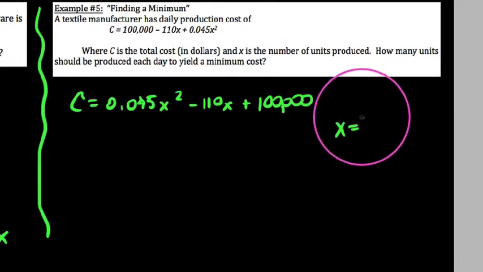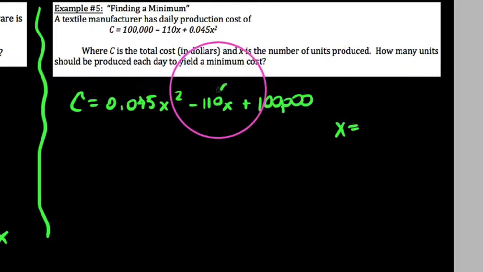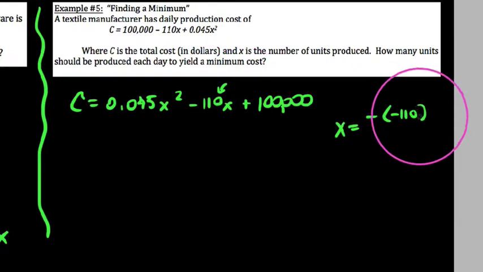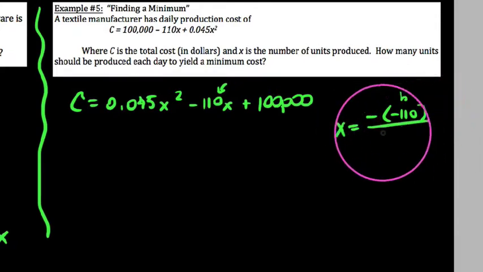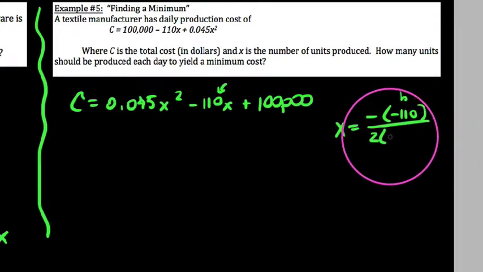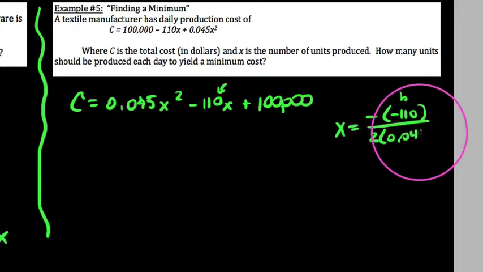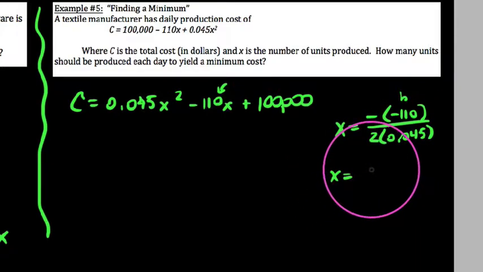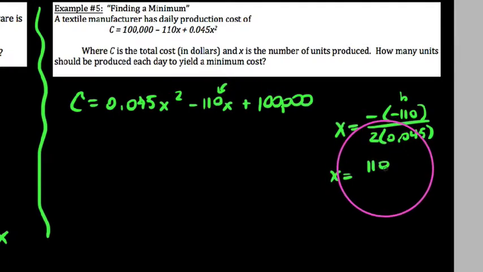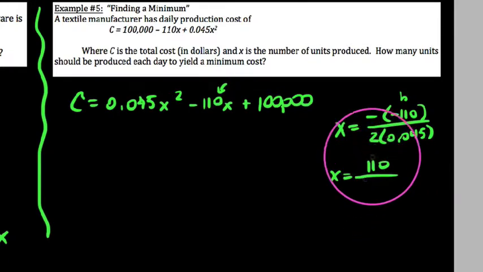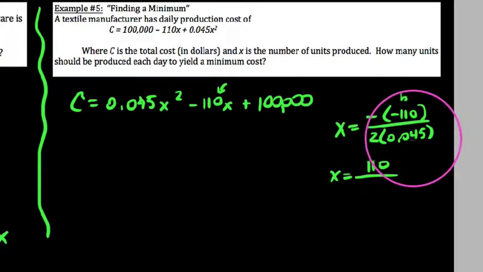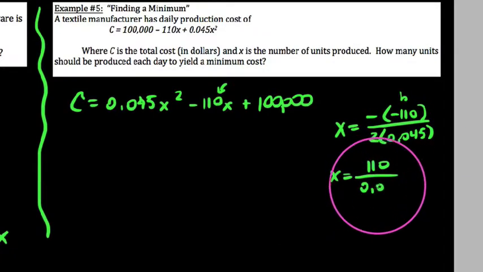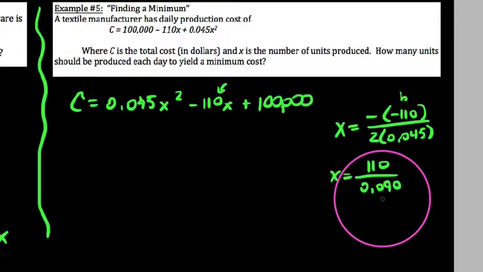So let's go ahead and identify b. B here is, in this instance, negative 110. So we have negative 110. That's our b value. Okay, and over 2 times our a value, it's not very big, 0.045. We end up simplifying down into this, a positive 110 on top, and a positive, let's see, if you doubled 45 cents, you had 90 cents, so it looks to me like we'd have 0.090.